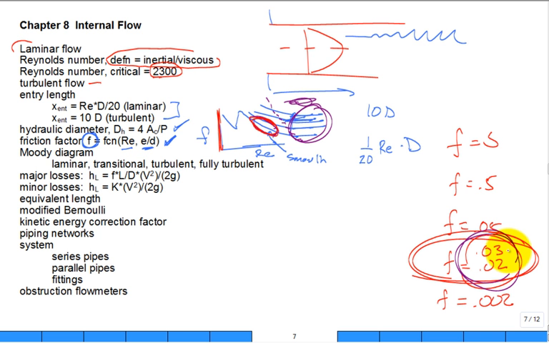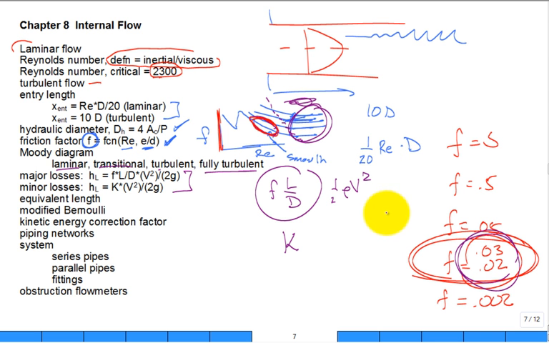The whole idea of laminar region, turbulent, fully turbulent region. This is the basic equation for the head losses. You get that fL over D coefficient for the major, and then you have just the K for the minor, and they both multiply something like 1/2 rho V squared if you're talking about pressure loss, or 1/2 V squared if you're talking about energy loss per unit mass of flow, or 1/2 V squared over g if you're talking about head loss. Did I beat that into your mind already?